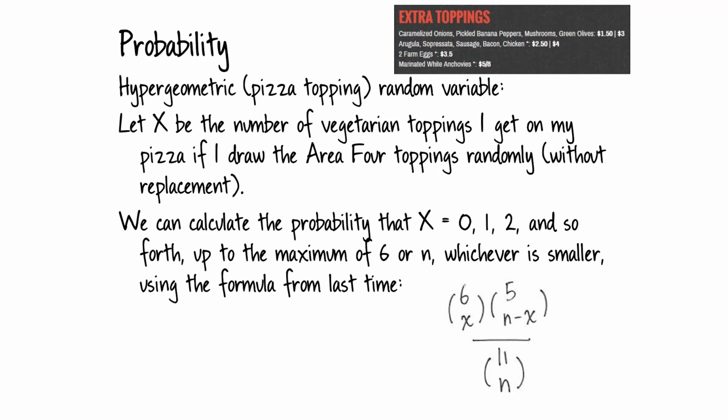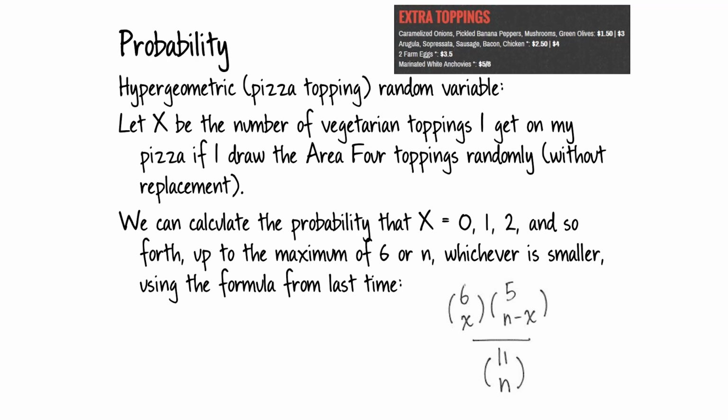So we're going to define a random variable x. And x is the number of vegetarian toppings I get on my pizza if I draw the toppings randomly without replacement. Okay? So remember, a random variable is some numerical characteristic of the sample space we care about. In this case, the number of vegetarian toppings. Okay?